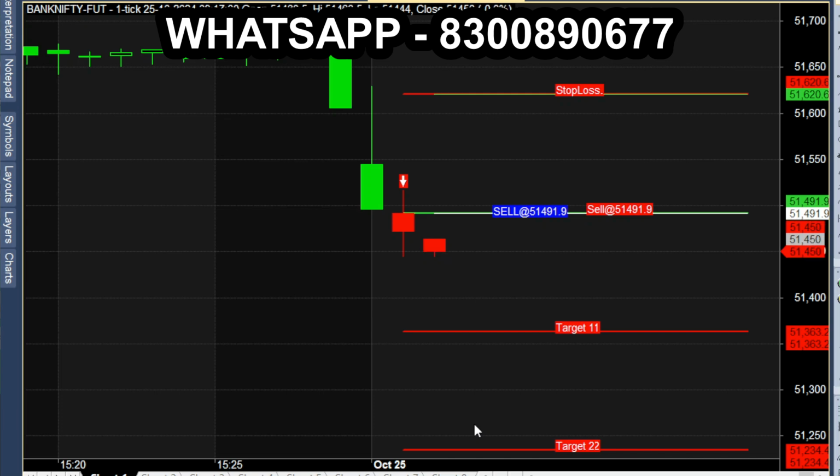First target is 363. It's more than 120 point. First target range more than 100 point target. So like this daily, this chart will analyze the candle movement automatically.